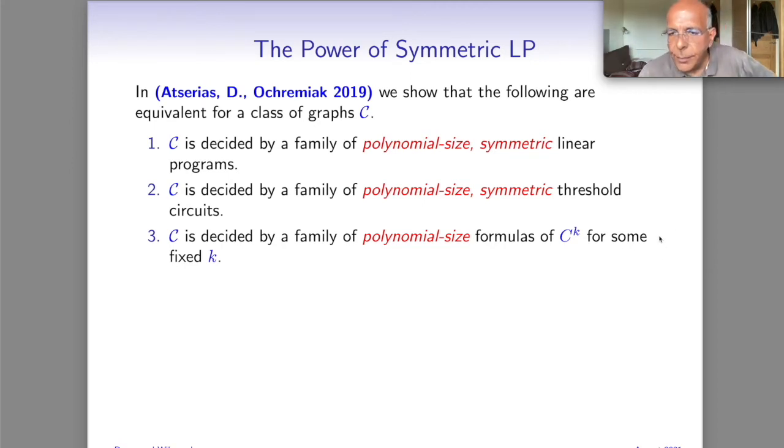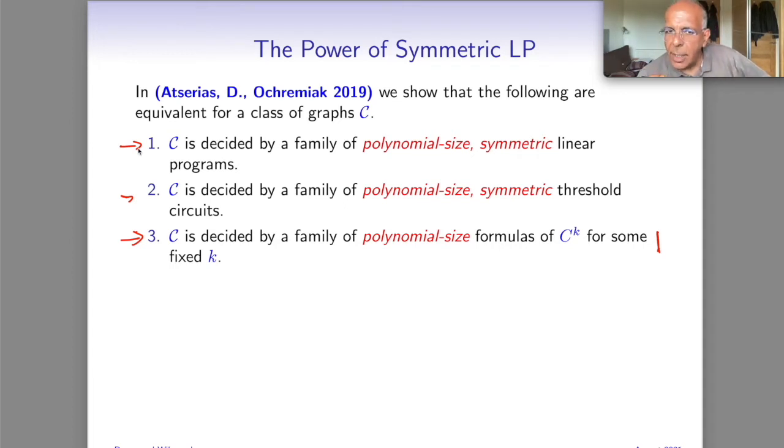Okay, note that I did not say it's definable in FPC, right? We saw that definability in FPC is the same as decidability by a family of P-uniform symmetric threshold circuits. Here, I don't have an assumption of uniformity, and that's why I can't put FPC here. Why have I dropped the assumption of uniformity? Well, because I'm not assuming the linear programs are uniform.